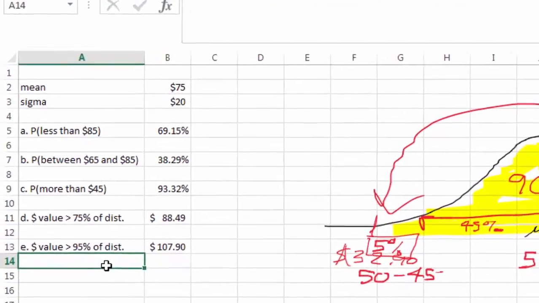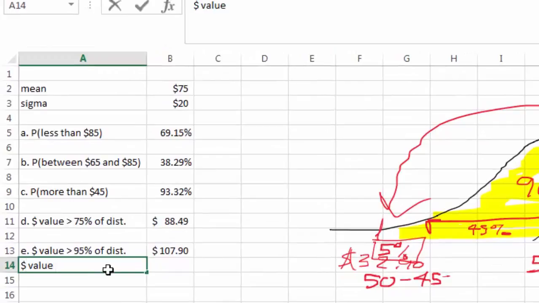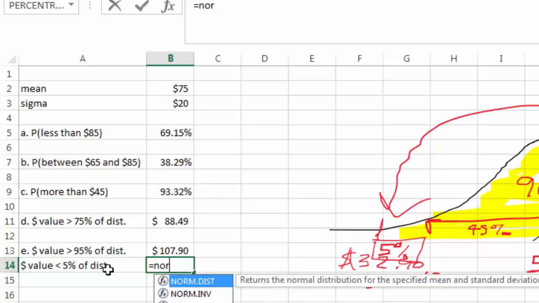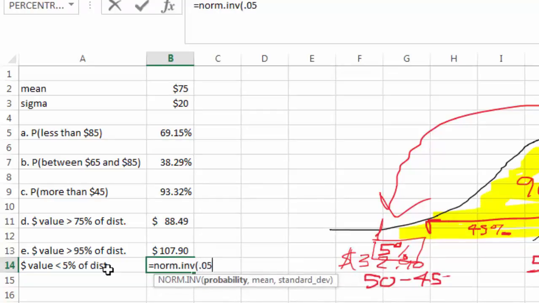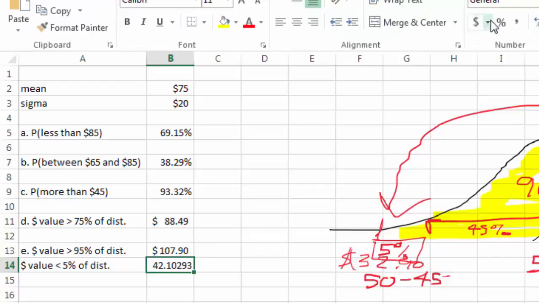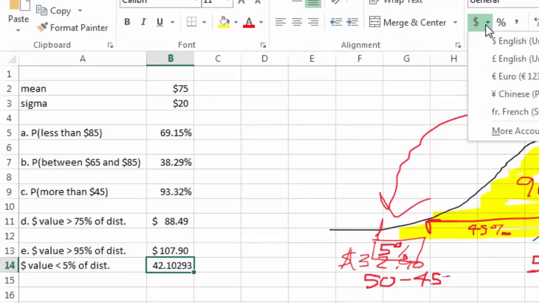So the next thing I want to do is say a dollar value that's less than 5% of the distribution. And this is now isolating, remember, that middle 90%. So it's the same thing. Norm dot inverse 0.05 is 5%, not 0.5. Mean is 75, standard deviation is 20. And there it is, 42.9. We estimated. Excel's a little bit more precise, 42.10. Format it as money, and we're all set.